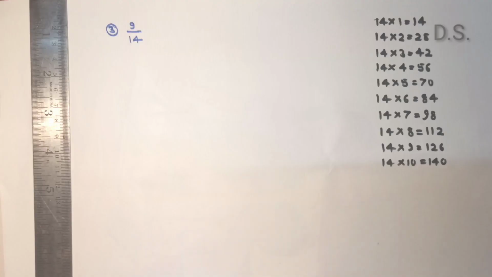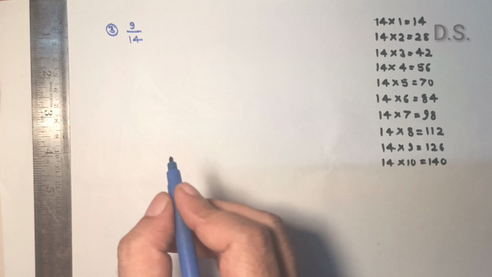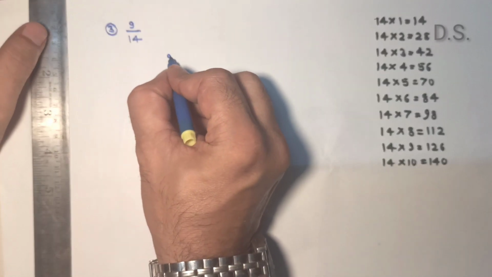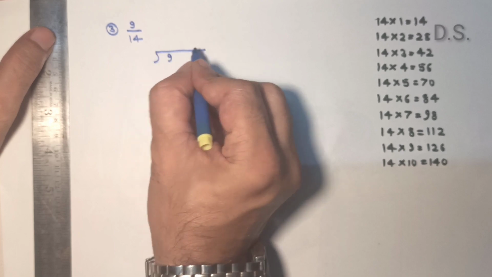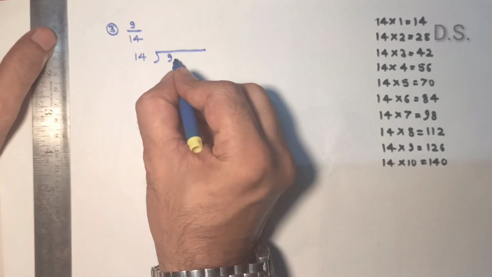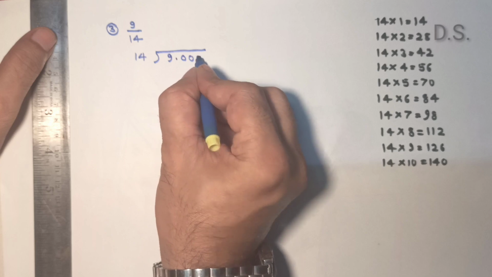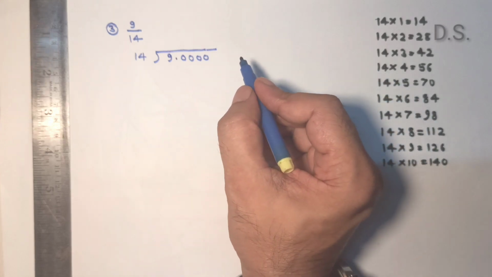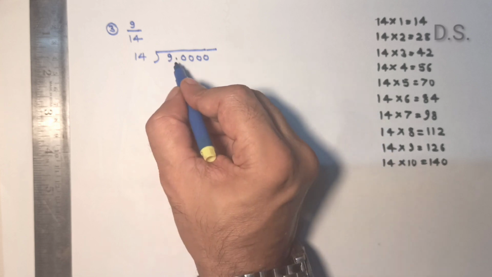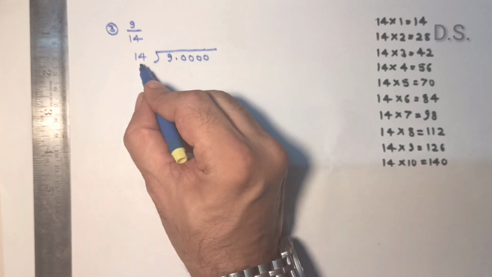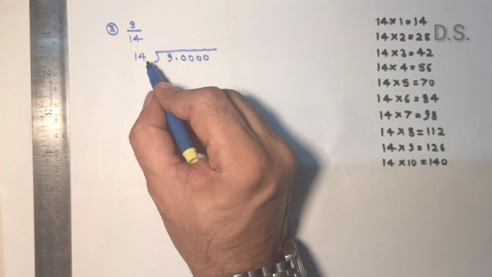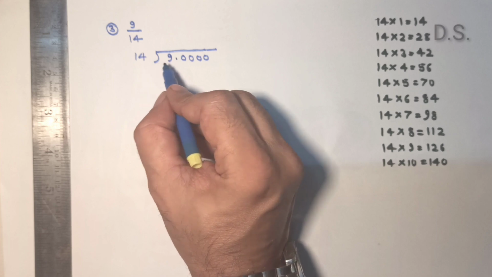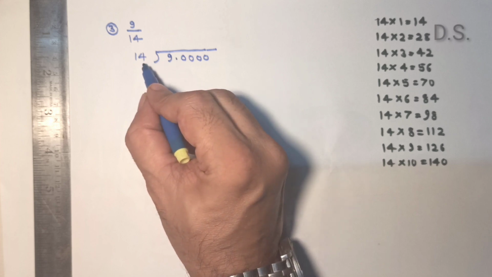Next question is 9 upon 14. That means we have to divide 9 by 14. Write 14 outside and 9 means 9.0000 inside. My dear students, some of the students make the mistake of writing the bigger number inside and the smaller number outside, which is wrong. You have to write the numerator inside and the denominator outside. You have to divide the numerator by the denominator.